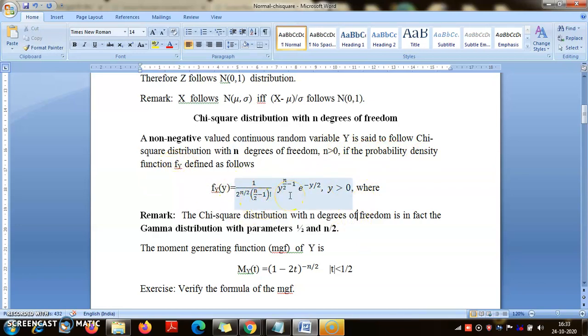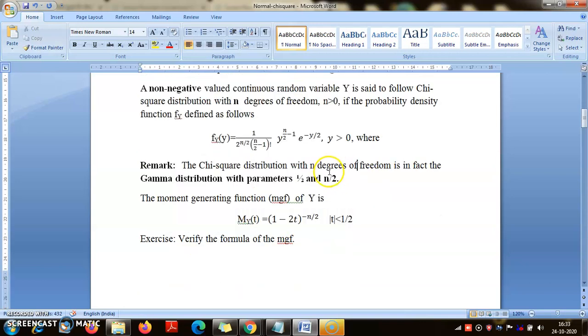So if you compare this formula with that of a gamma distribution, I hope you have gone through the previous note of some common continuous distributions. So this is really the PDF of a gamma distribution with parameters n by 2 and half. So this chi-square distribution is really a gamma distribution with parameters n by 2 and half, and here this parameter n, we call its degrees of freedom.